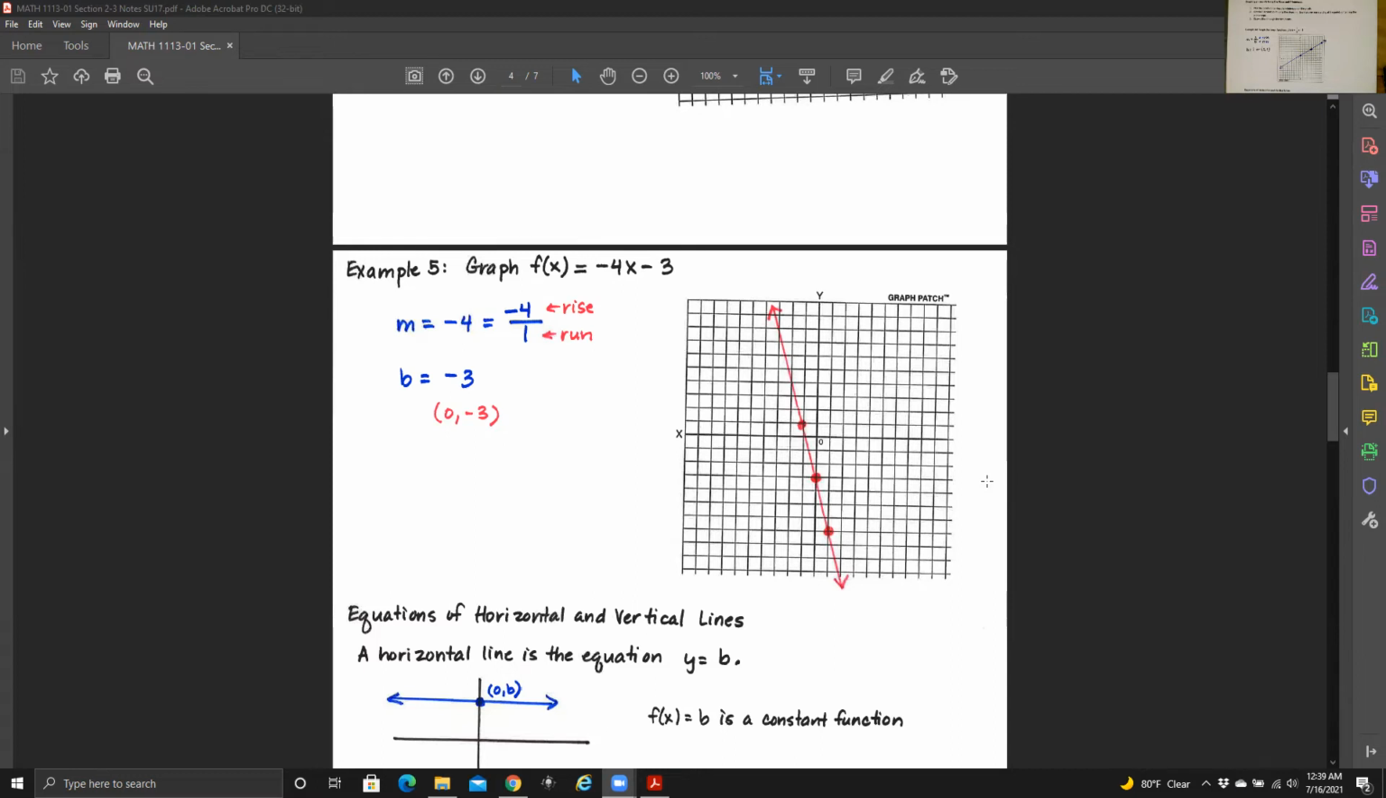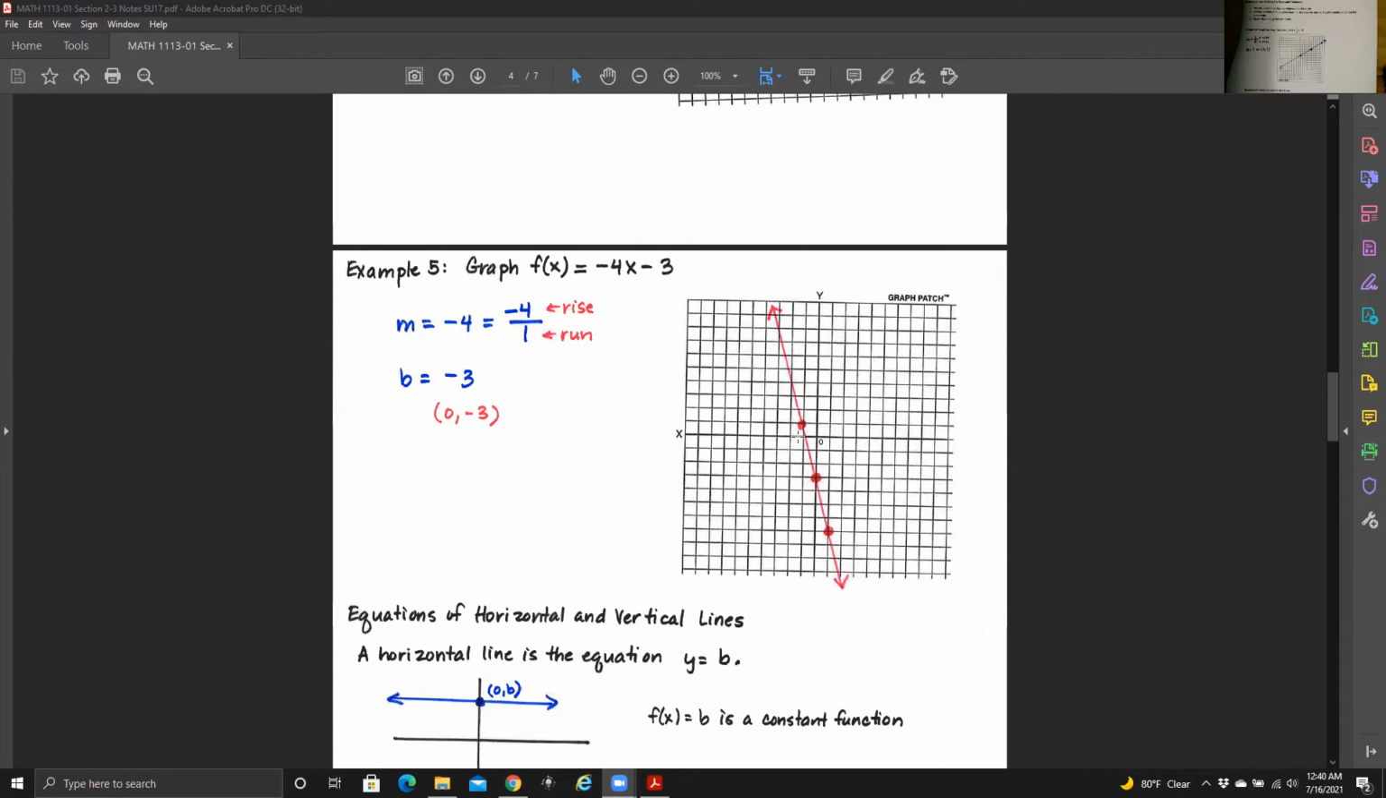Now I had to identify the slope and the y-intercept. The slope is the number that is in front of the x, which is in this case, negative 4. The y-intercept is at negative 3. And notice for negative 4, I had to write that as negative 4 over 1, because I need to identify the rise over the run. And my y-intercept, of course, will be 0, negative 3.